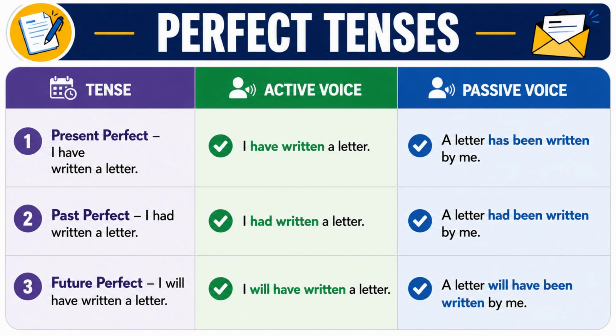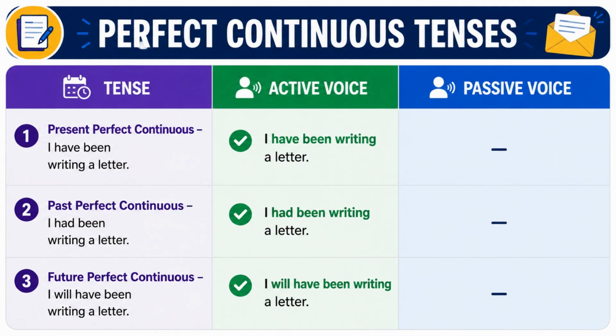Understanding tenses can completely change your English speaking ability. You do not need difficult vocabulary to sound natural. You only need the correct tense at the correct time. Start practicing with your daily life. Instead of saying, "I go market yesterday," say, "I went to the market yesterday." Small changes make a big difference.